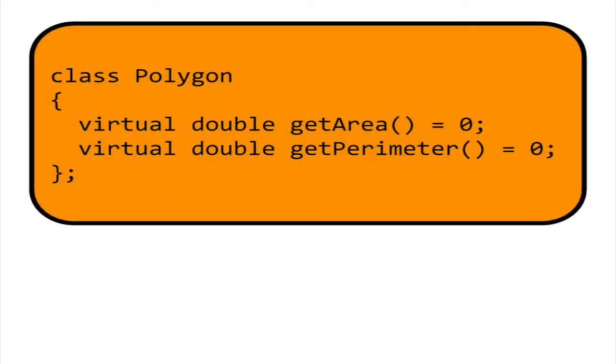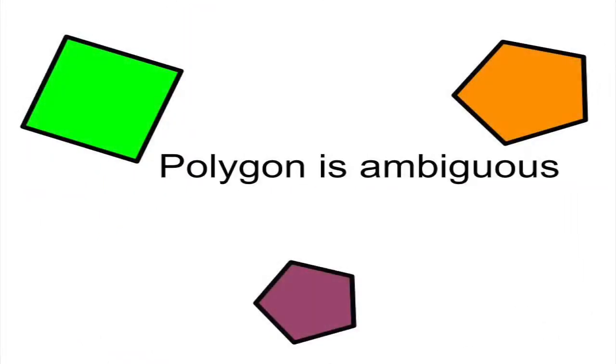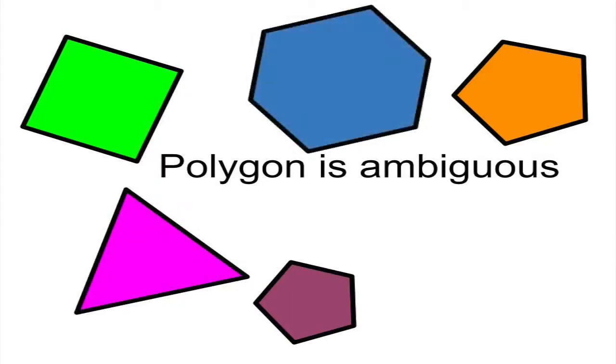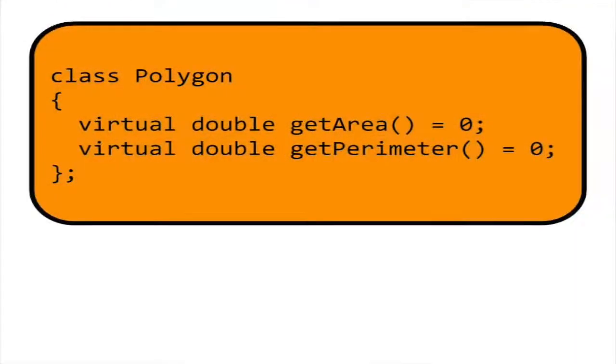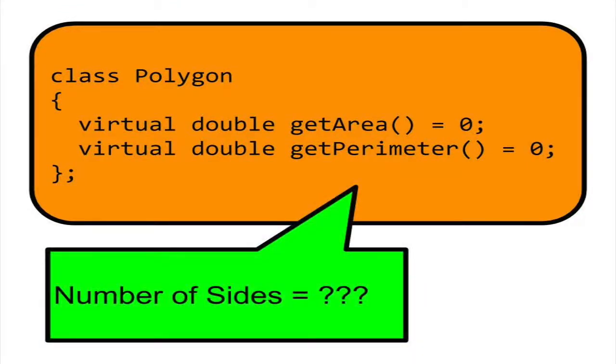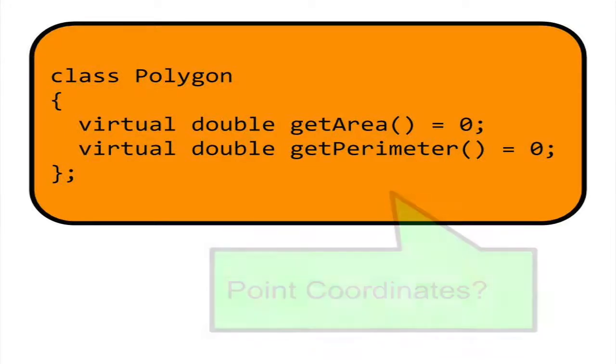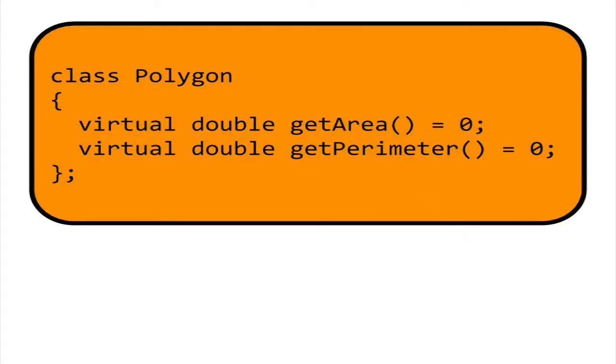Let's give the polygon class two virtual functions, getArea and getPerimeter. Note that we cannot determine the area or perimeter of a generic polygon since we don't know anything about its specific dimensions. It's impossible to measure the area and perimeter of a polygon unless we know the number of sides and each of its side lengths. Still, it's useful to include the area and perimeter methods as virtual functions in the base class since they describe essential components of any polygon.